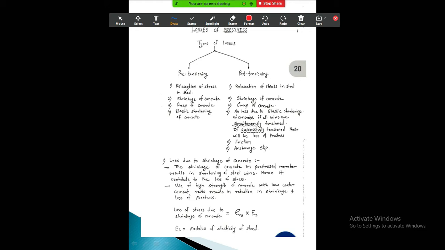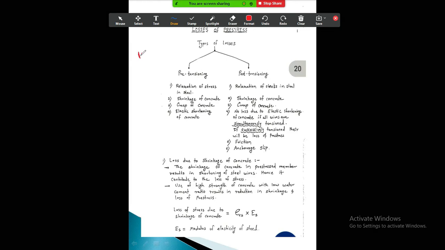When you are applying a prestressing force to the tendon, suppose you apply a force of 100 kilonewton, then this total 100 kilonewton is not going to transfer to that tendon. Suppose out of this 100 kilonewton, 80 kilonewton gets transferred to that tendon. Then the remaining 20 kilonewton force is nothing but the loss of prestress.